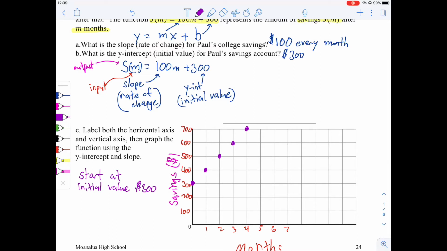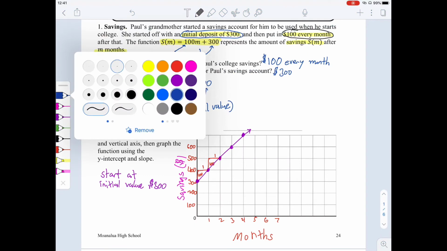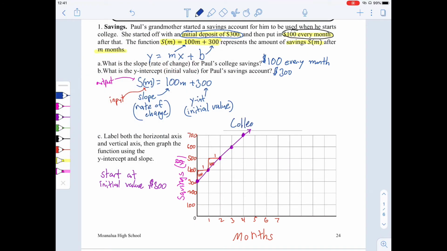So our rate of change, if we're looking at it, here is 100, this is 1. 100, 1, 100, 1, all the way. Okay, then we draw our straight line all the way across. Boom. And it goes on forever and ever as long as you save money. So each month, save $100 more. We can label this college savings, right there. Okay, so we're looking at our equation. The number next to the variable is always our slope, which is our rate of change, $100 per month. Initial value, always our y-intercept.